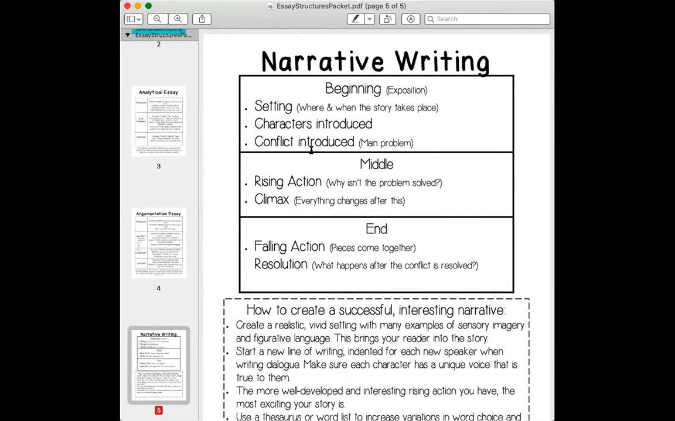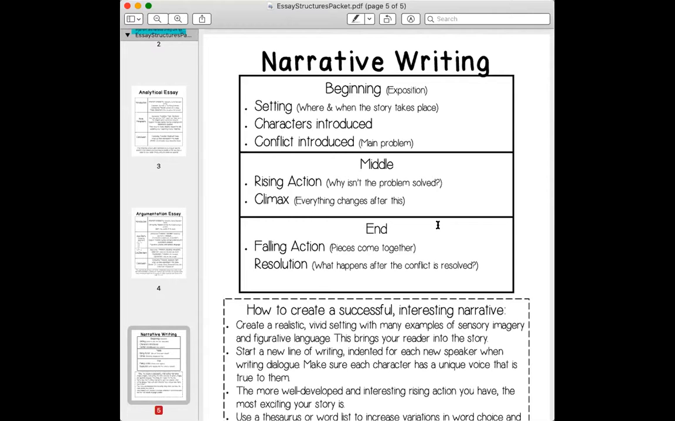So a narrative is what? It's a story, right? So your beginning is going to be your introduction, the setting, where and when the story takes place, who the characters are, and the conflict introduced. What's the main problem? So you're going to introduce your setting. You could say 1945 in Italy. Your characters introduced is a baker and a common girl. And then your conflict. And the conflict is the baker ran out of bread and the baker's out of supplies to make bread. And so the girl doesn't have bread.